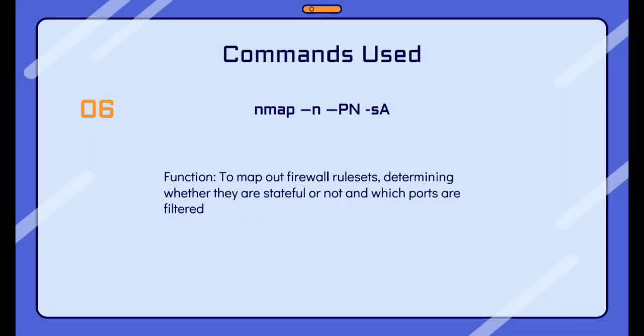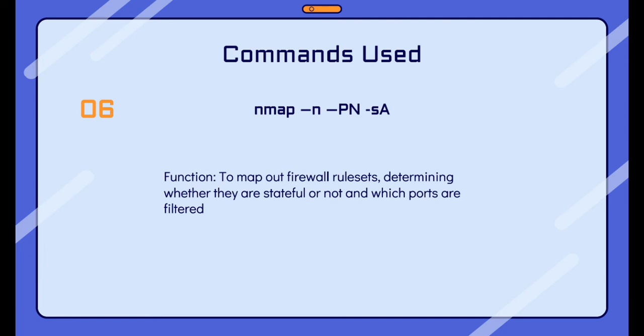Sixth command is -sA. This scan is different from the others discussed so far in that it never determines open or even open|filtered ports. It is used to map out firewall rule sets, determining whether they are stateful or not and which ports are filtered. The ACK scan probe packets have only the ACK flag set.